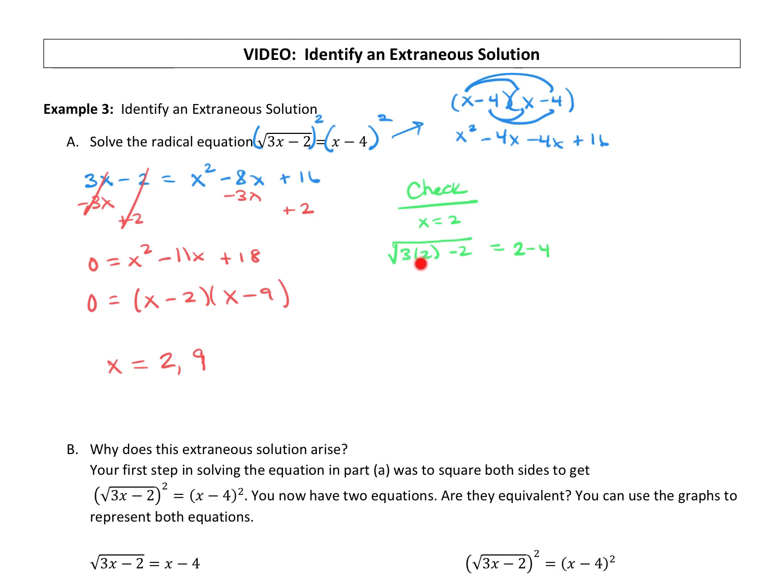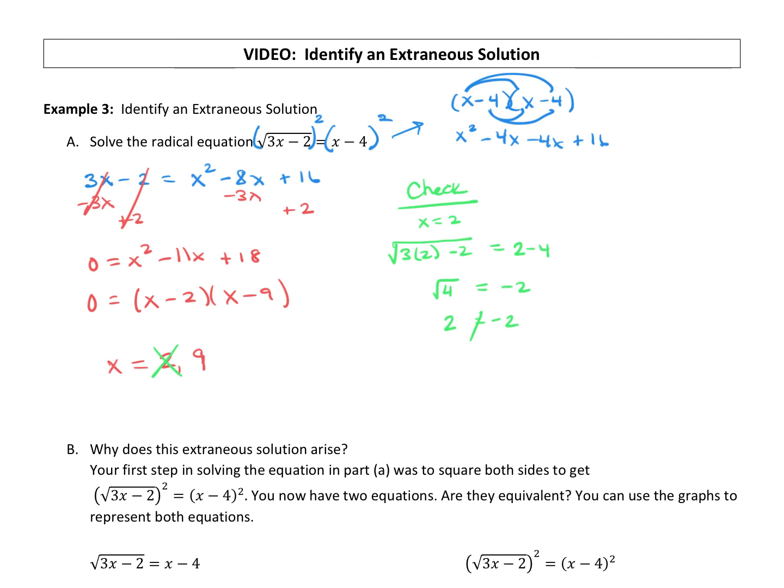So 3 times 2 is 6. 6 minus 2 is 4, so we have a square root of 4. On the right side, 2 minus 4 is negative 2. All right, back to the left side, we can square root the 4 and we get 2. Carry down on the right side, we get a negative 2. 2 does not equal negative 2, so I'm going to say that the 2 was not a solution.